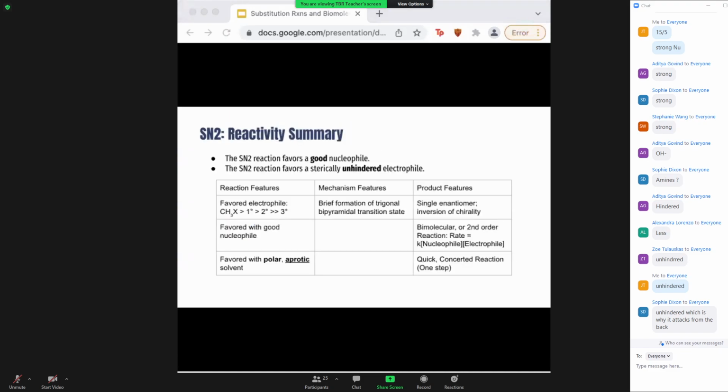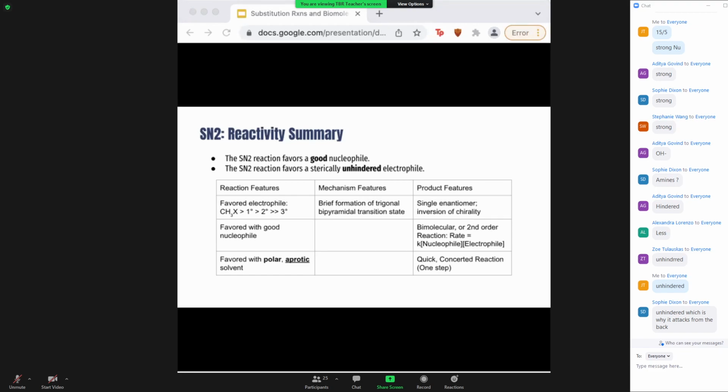And here is a little summary of the SN2 reaction. Some features: it favors a really open and less sterically hindered molecule. In fact, it will not occur if you have a tertiary carbon. So it really prefers primary and methyl halides. It's also favored with a good nucleophile and a polar aprotic solvent.